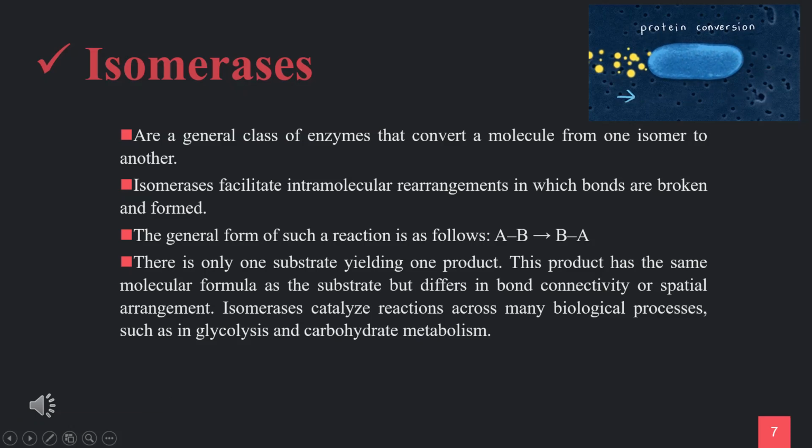The third type of the enzyme is called isomerase. Isomerase is an enzyme which converts the substrate into its isomer. But let us ask ourselves what isomers are. Actually, isomers are molecules that have the same molecular formula but have a different arrangement of the atoms in the space. For example, when we have a molecule whose formula is AB, the isomer will be BA.